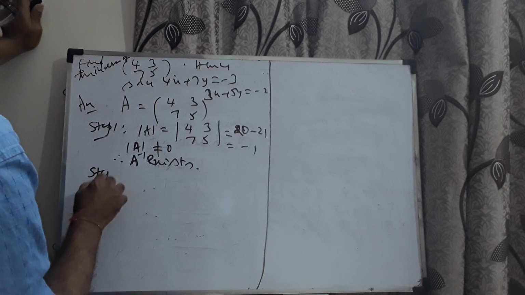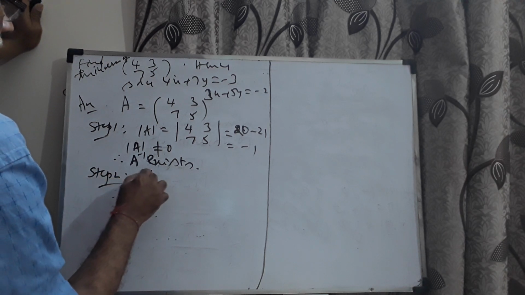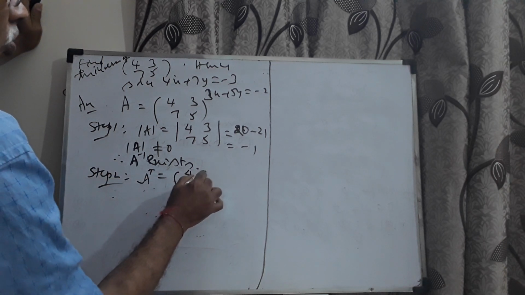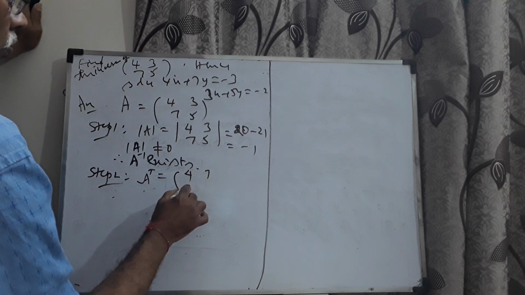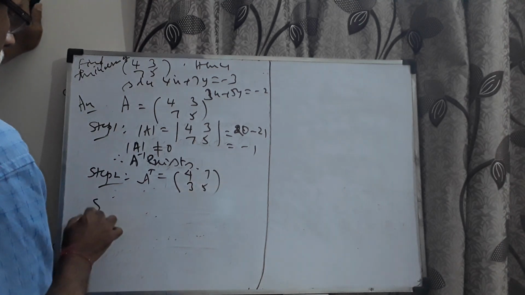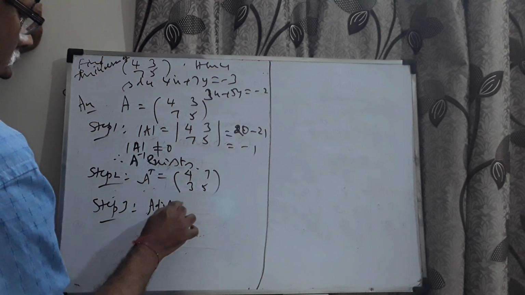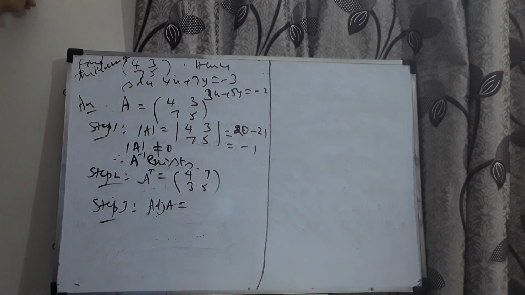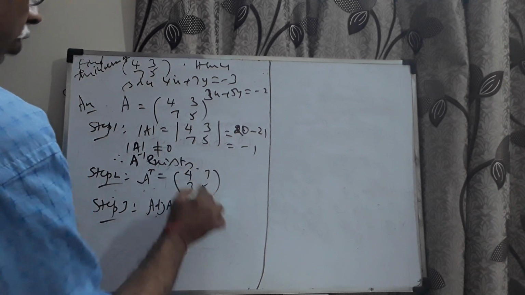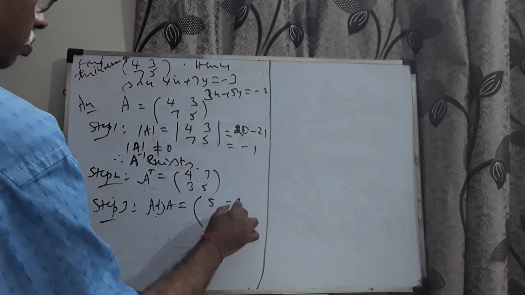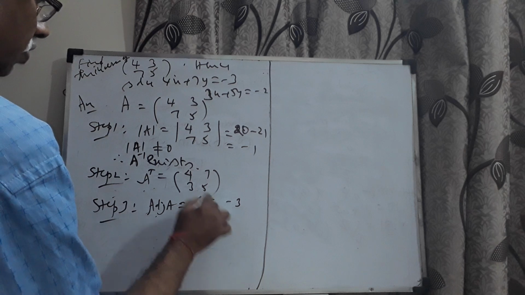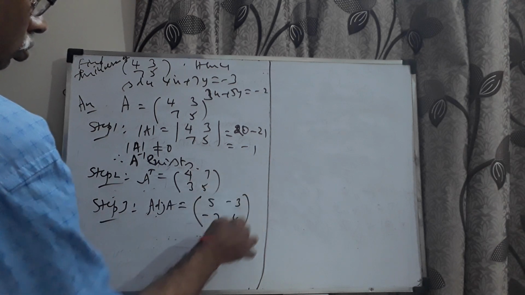Okay, step 2. A transpose. Row becomes column, column becomes row: 4, 7, 3, 5. Now step 3. Adjoint A. Replace every element of A transpose by the corresponding cofactor. Cofactor of 4 is 5, cofactor of 7 is minus 3, cofactor of 3 is minus 7, cofactor of 5 is 4.